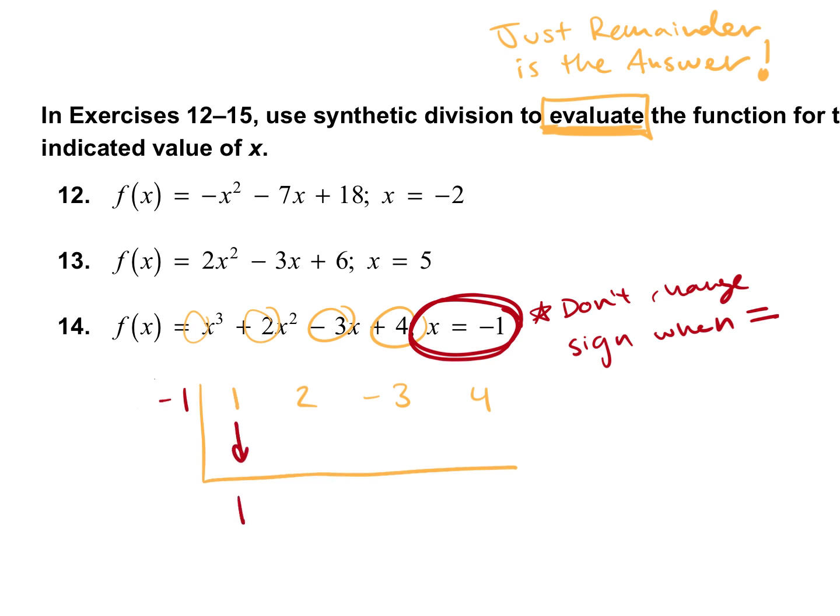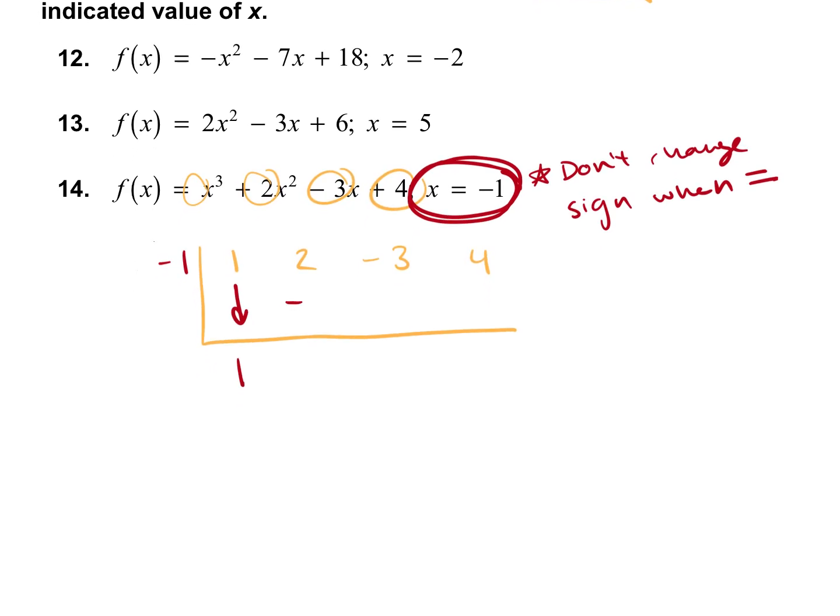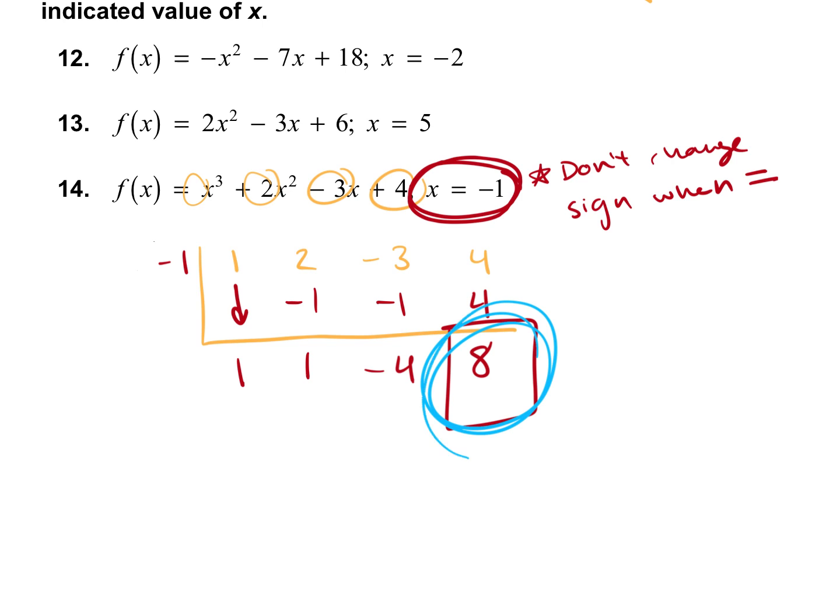So drop down the 1, multiply the outside. What do we get? 1 times -1, -1. Add, +1. Multiply, -1. Add, -4. Multiply, +4. Add, 8. 8 is just the answer. So what's our answer here? 8. So our answer is just 8. When it says evaluate, the remainder is your answer.